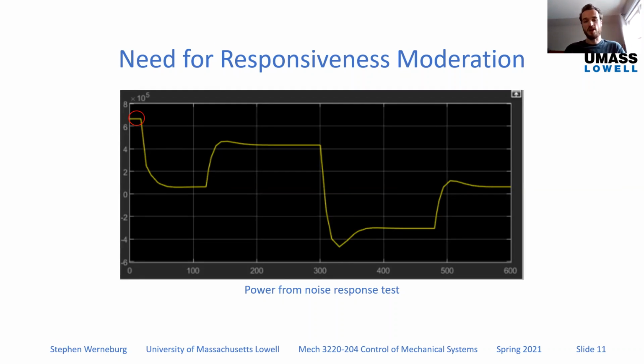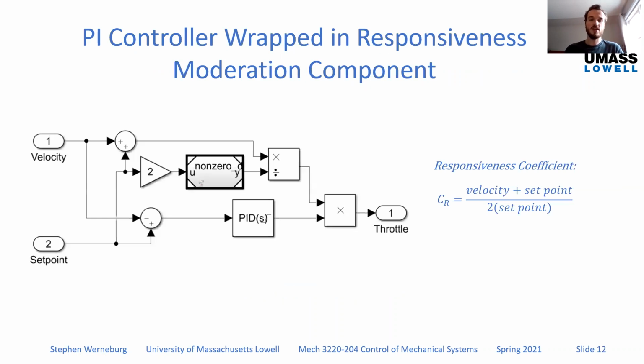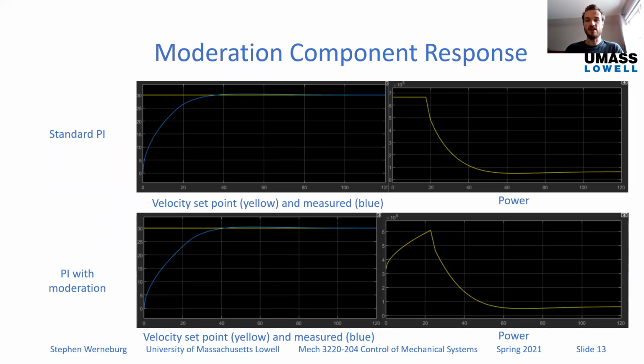One problem I have with the PI controller at this point is that I like its responsiveness when it's at maximum speed, but I don't want it to be calling for maximum power when it's going from 0 up to its set speed. So I need to add a moderation component to dampen the response of the PI controller when it's at slower speeds. That's exactly what I did. I made this responsiveness component and wrapped it around the PI controller. So now the controller is less responsive when you're going slower, more responsive when you're going faster. And this is the response that I get with that moderation component.